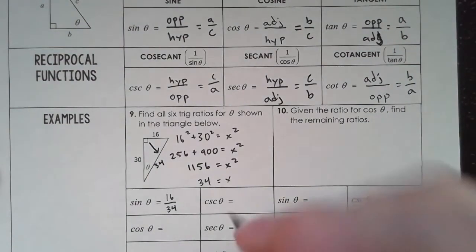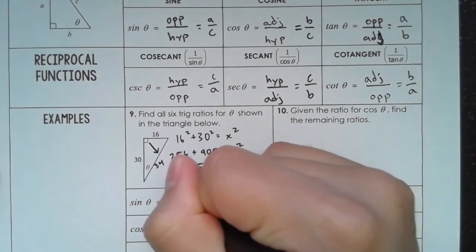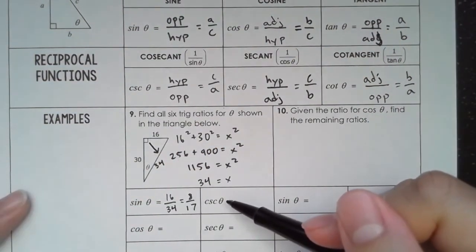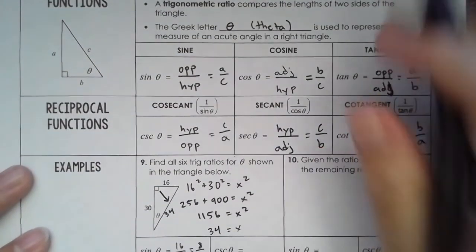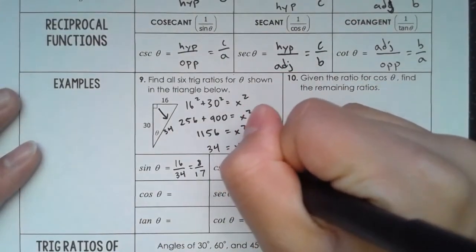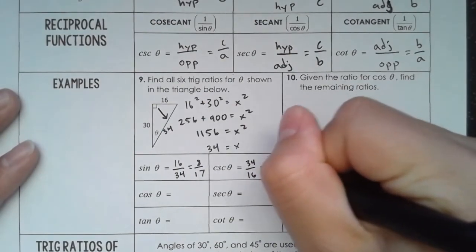Okay, and then I can simplify this. I get 8 over 17. Cosecant is the reciprocal of sine, right? So you get 34 over 16, and then you can simplify this as 17 over 8.